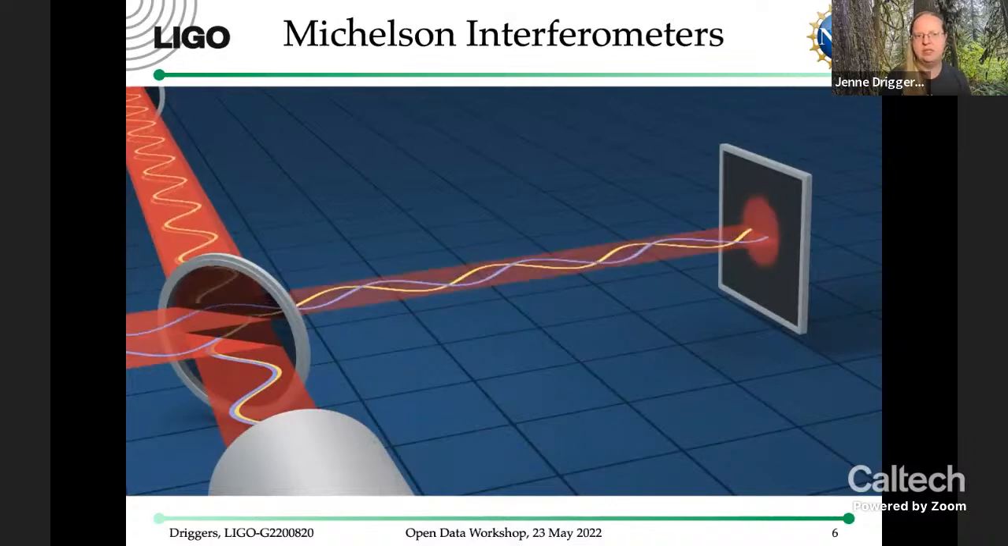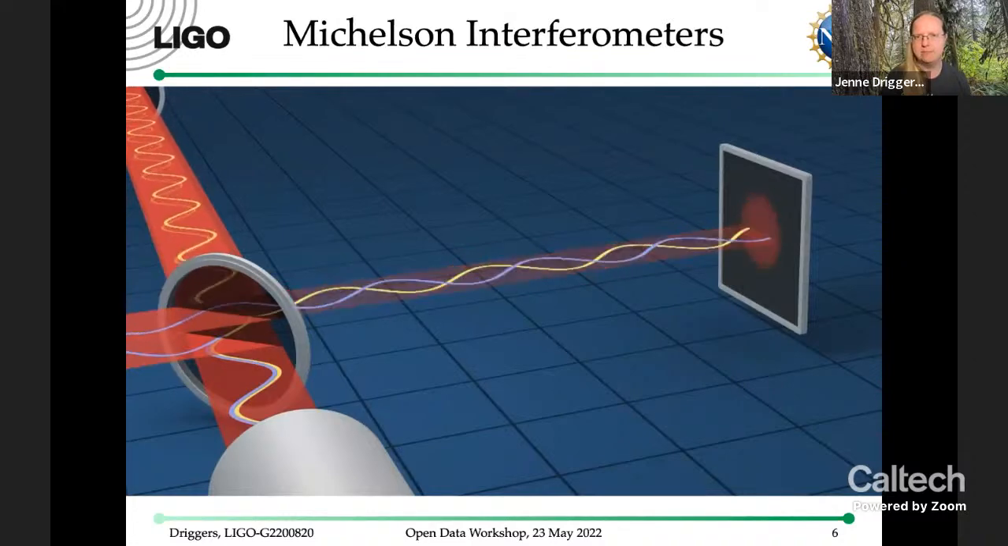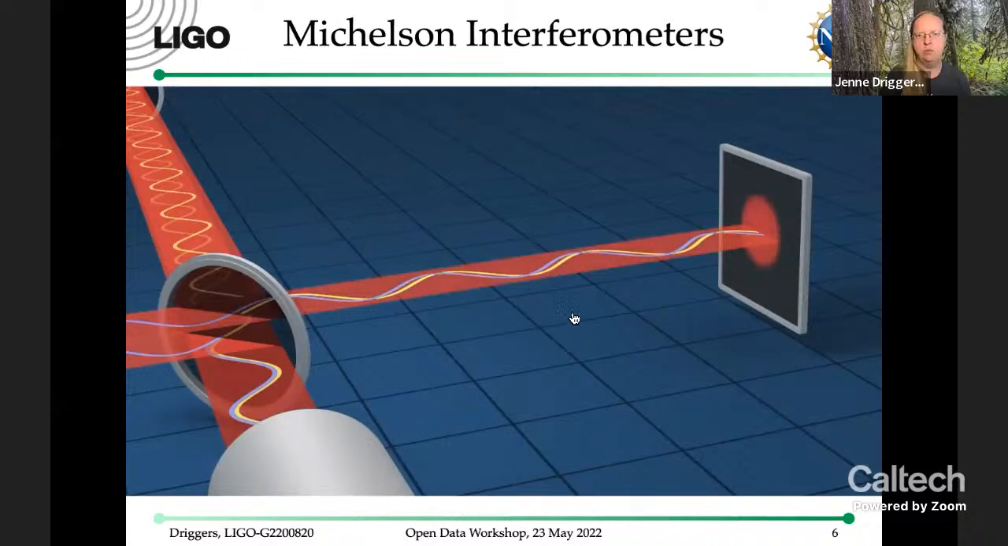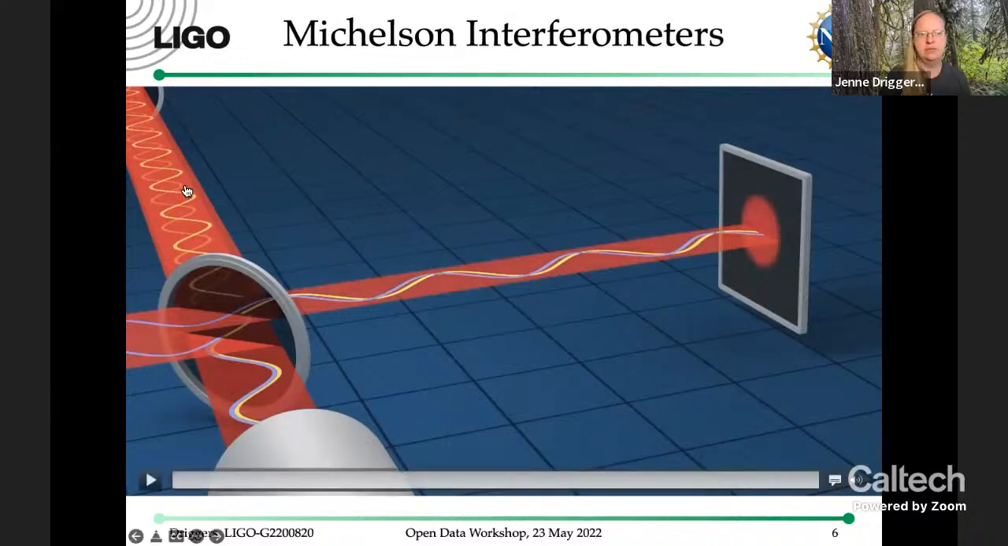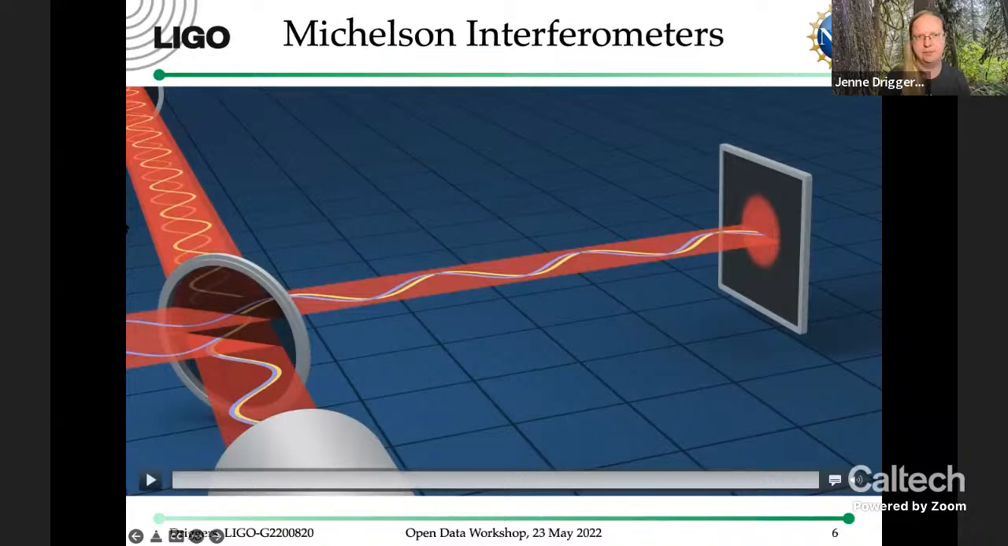So this is how the photodetector signal can tell us about how much light is here, and which then tells us about how these mirrors were moving. And since those mirrors exist in space-time, how space-time was changing with time.